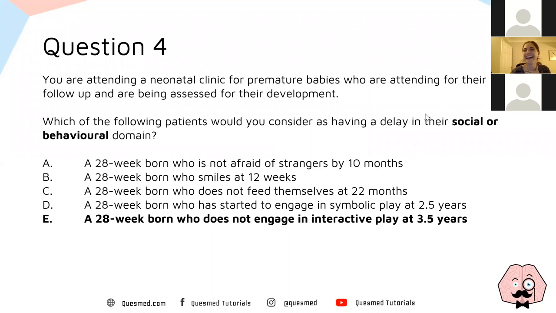Well done. You guys didn't get trapped by my trap, I guess. So basically this question is really just to highlight the importance of correcting for age, but also knowing that corrected age for premature babies, you know, children, is really only up to 2 years. So by 2 years onwards, you'd expect a child to be meeting all their milestones as they normally would. And so for any 3.5 year old, not engaging in interactive play is a worry in terms of social behavior.